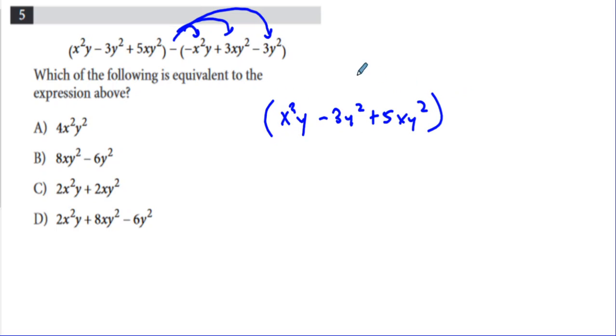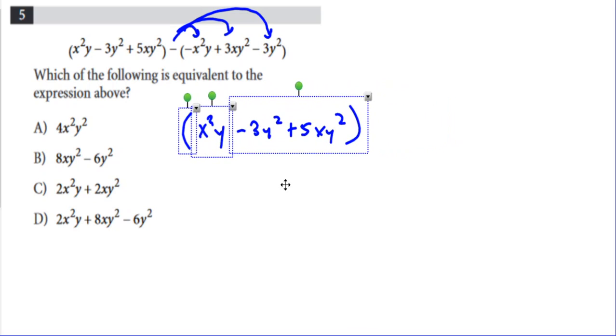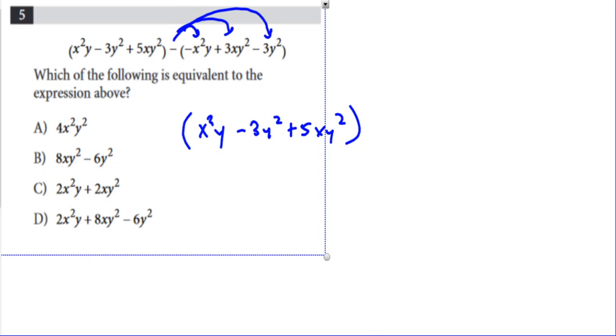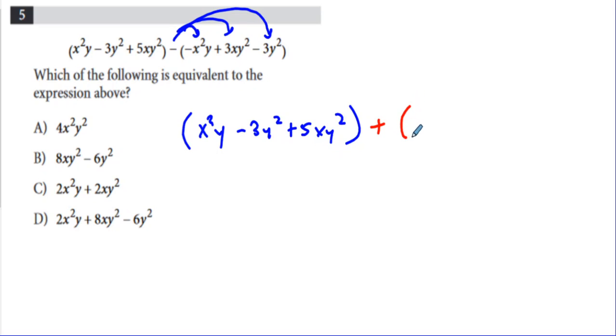The second one is going to become, let me just move this over a little bit so I've got some space, instead of being minus, I'm going to write plus. And I'm going to distribute this minus sign to all three of these, so they are going to change signs. So it's going to be positive x squared y, negative 3xy squared, and positive 3y squared.